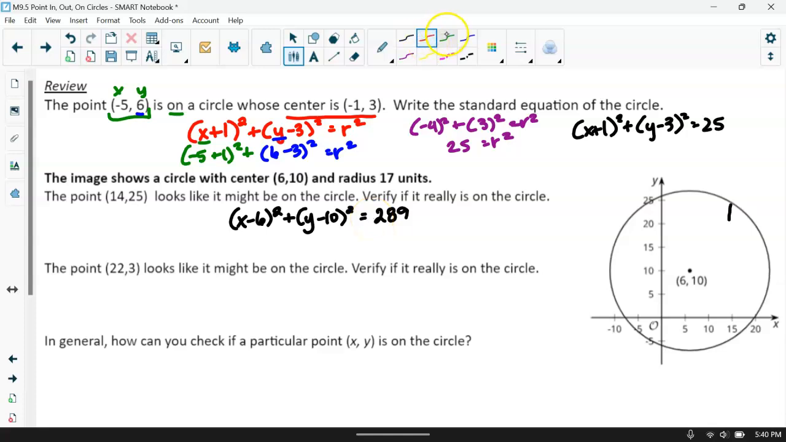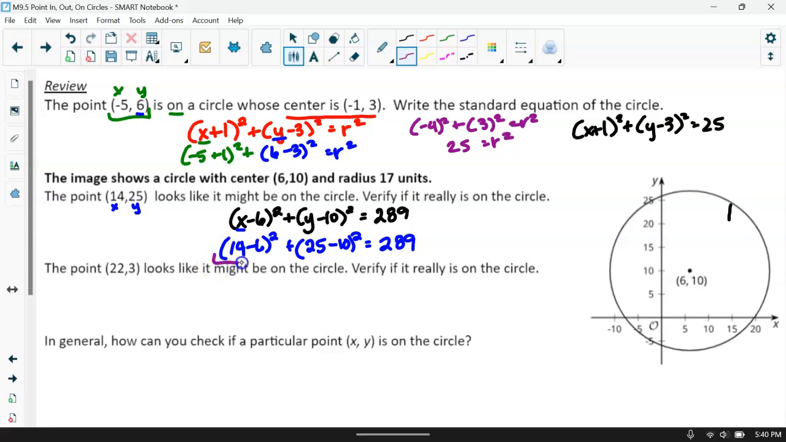Then think about it. Just like before, we're going to take this point and check if it's on the circle. Here's my x, here's my y. So this is (14 - 6)², because that's my x, plus my y, which is (25 - 10)². Now notice we have our r², because the radius was 17. So we're going to simplify this to see, is it actually equal to 289?